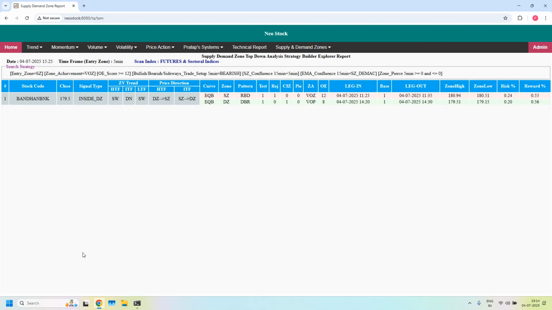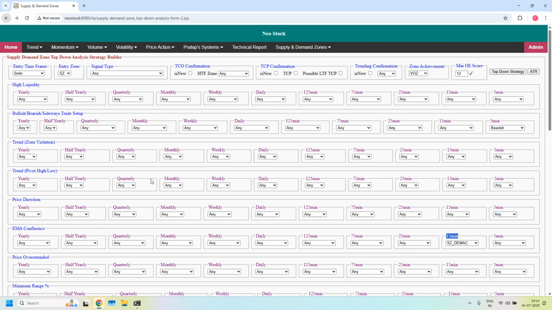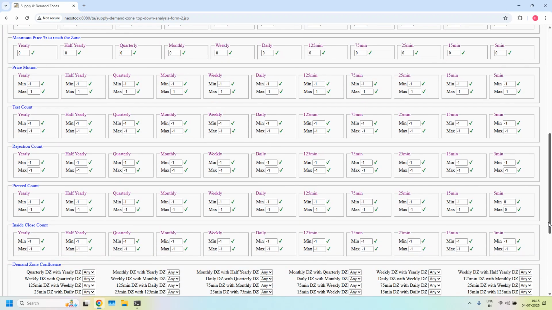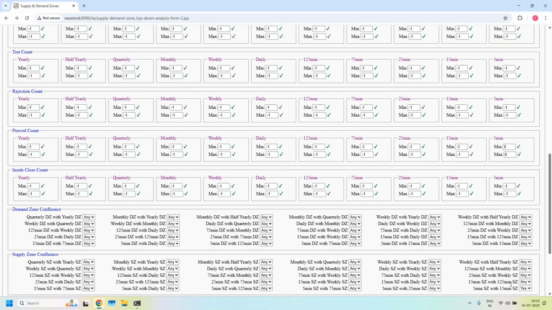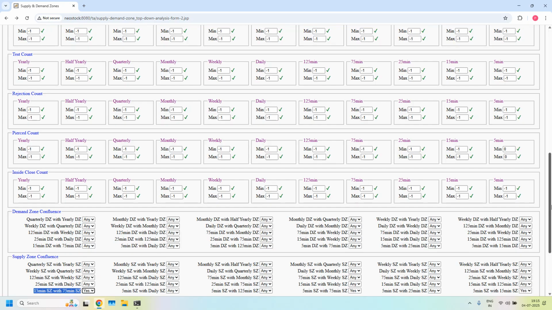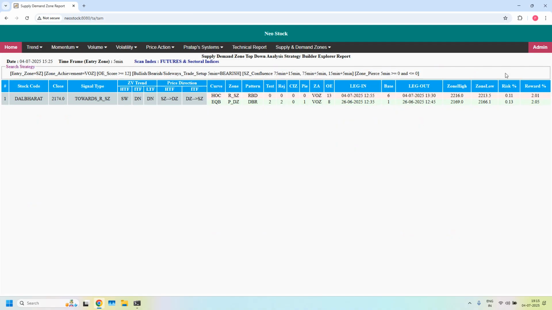Okay, next let us look into LTF, ITF and even HTF supply zone confluence supported stocks. That is 5 minutes, 15 minutes and 75 minutes supply zone confluence. Removing EMA filter. Supply zone confluence, 3 filters we have to set. First filter is enabled. Next 5 minutes and 75 minutes supply zone confluence. 15 minutes and 75 minutes supply zone confluence. With all the 3 filters, we got only one stock.